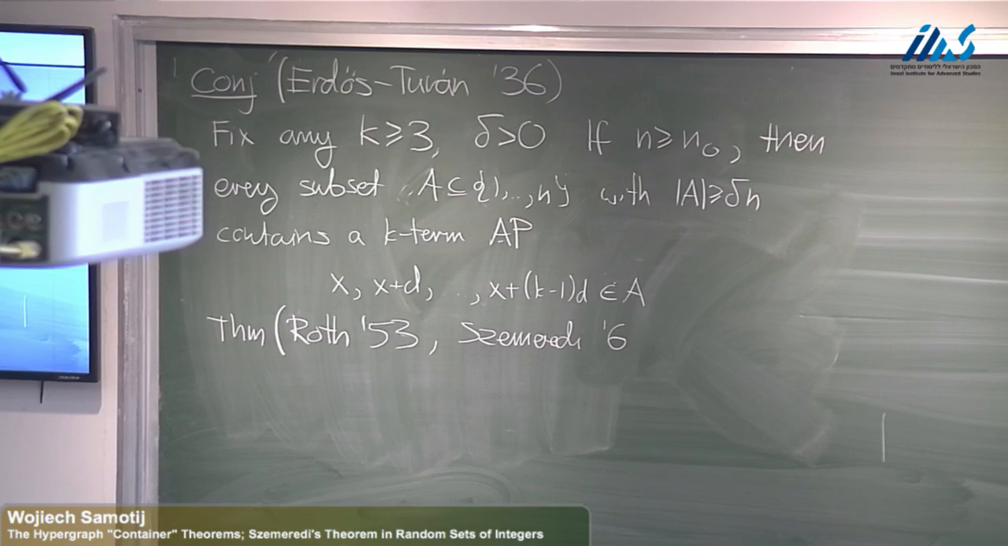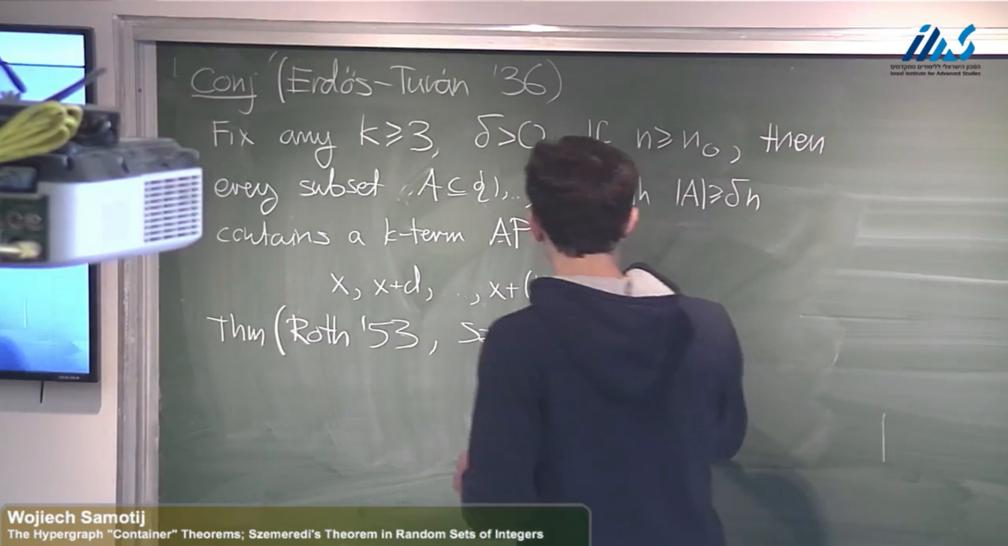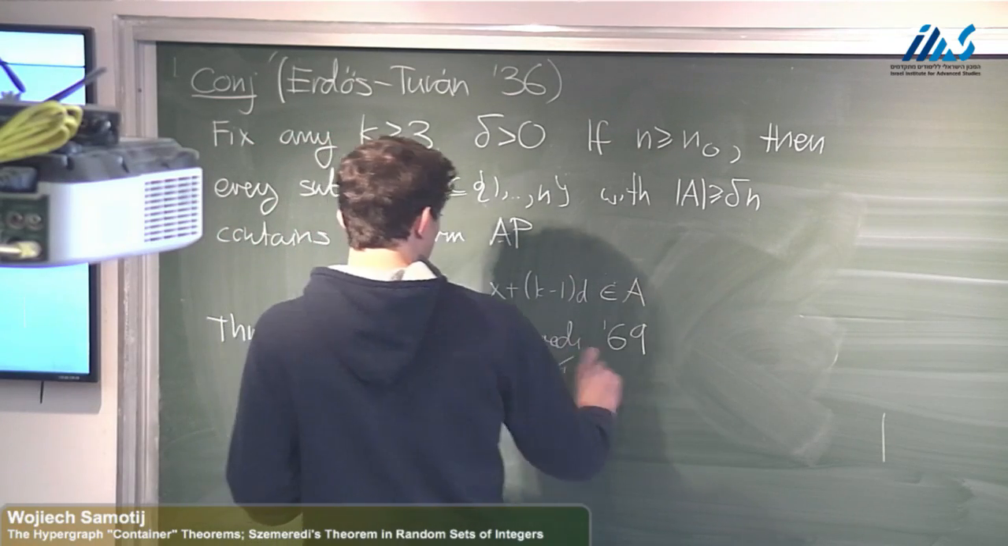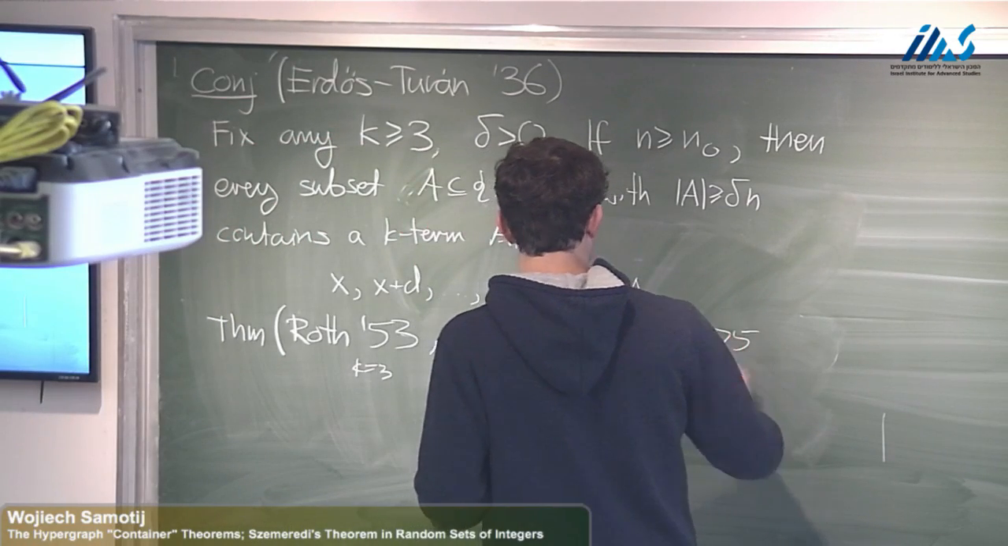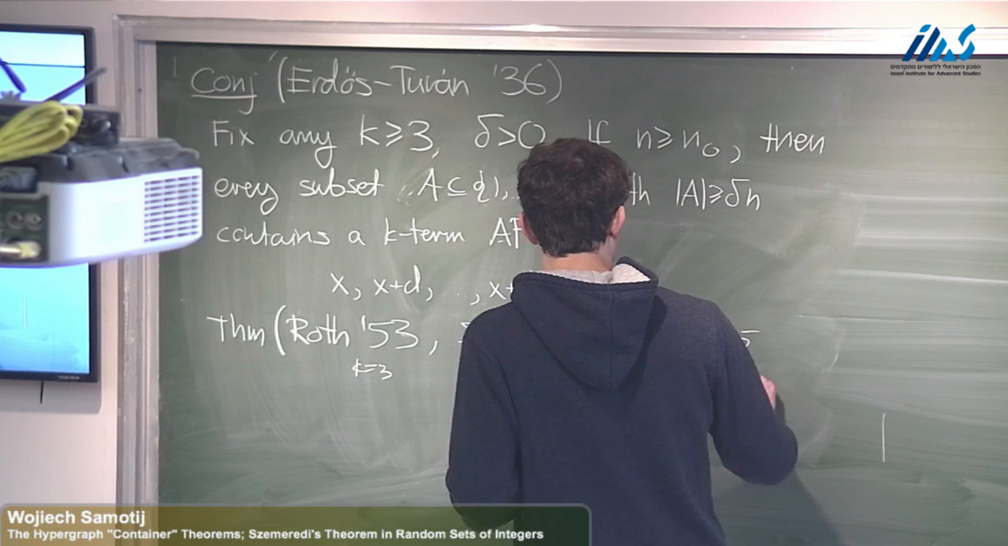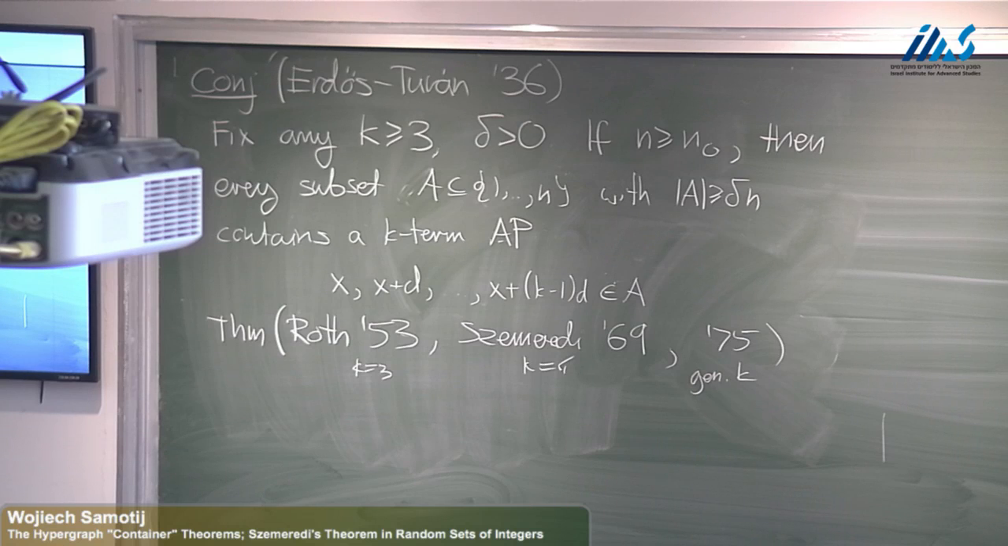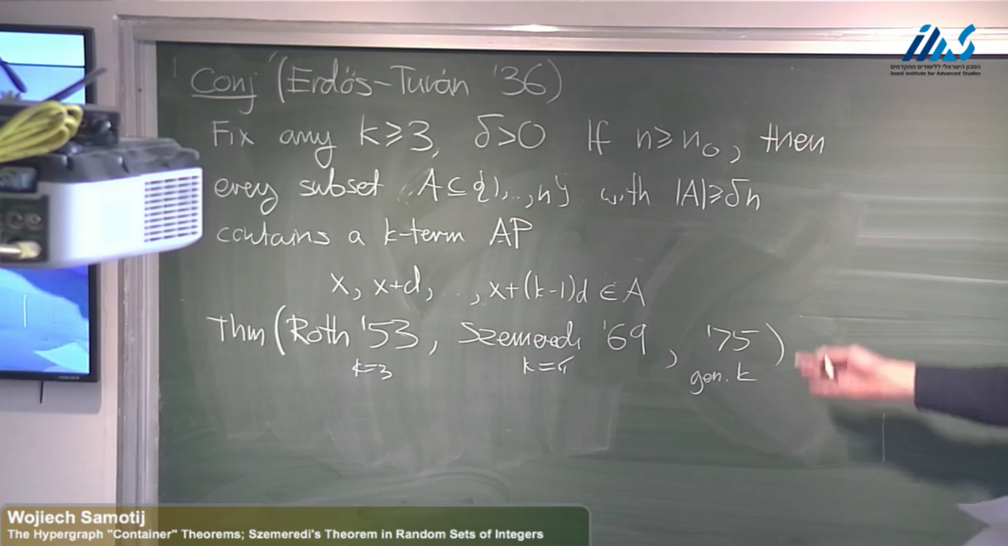Sorry, yes, in 69 proved the case k equals 4. So this is k equals 3, k equals 4. And finally in 75, it was proved by Szemeredi for general k. So now this statement is known under the name of Szemeredi's theorem. And so this will be our starting point.